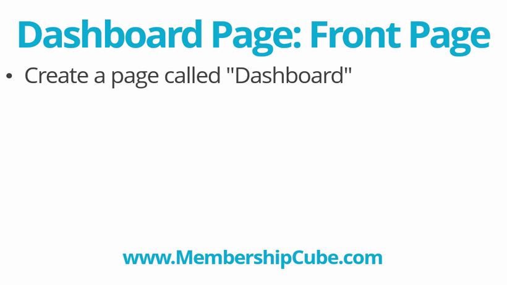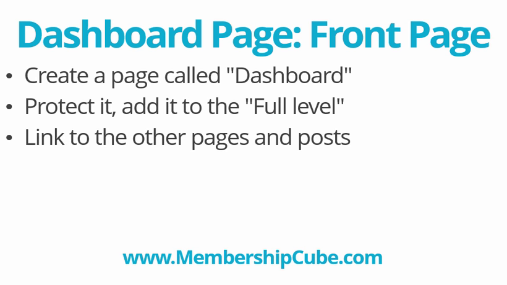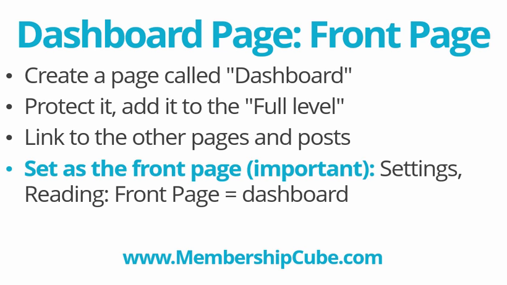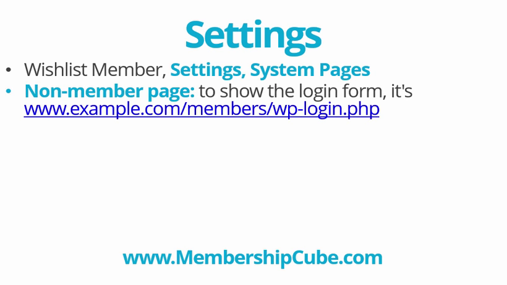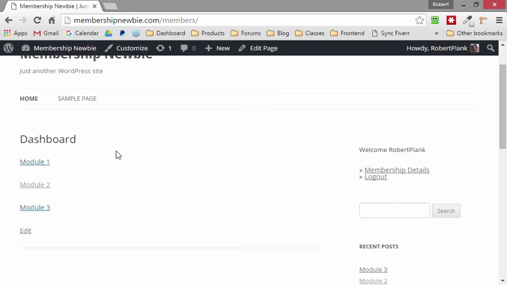So we created a page called dashboard, added it to the full level, and then manually linked to the other pages and posts. This way we can show links in any order we want and add in icons and things like that. Then we set it as the front page by going to settings, reading, setting the front page to dashboard. Then we went to Wishlist Member settings, system pages, and set the non-member page to show the login form, which is our website /wp-login.php.